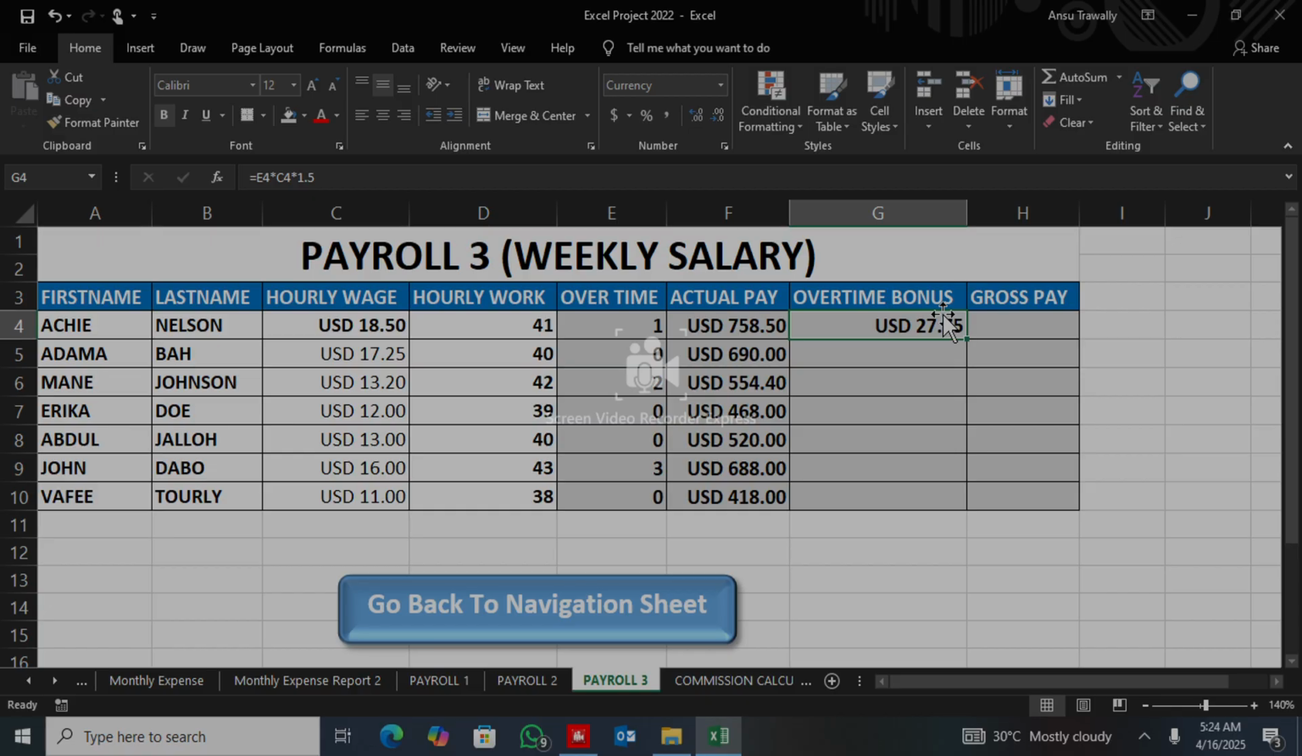So here your overtime bonus is $27.75. You get that? So all you have to do now is to autofill this.